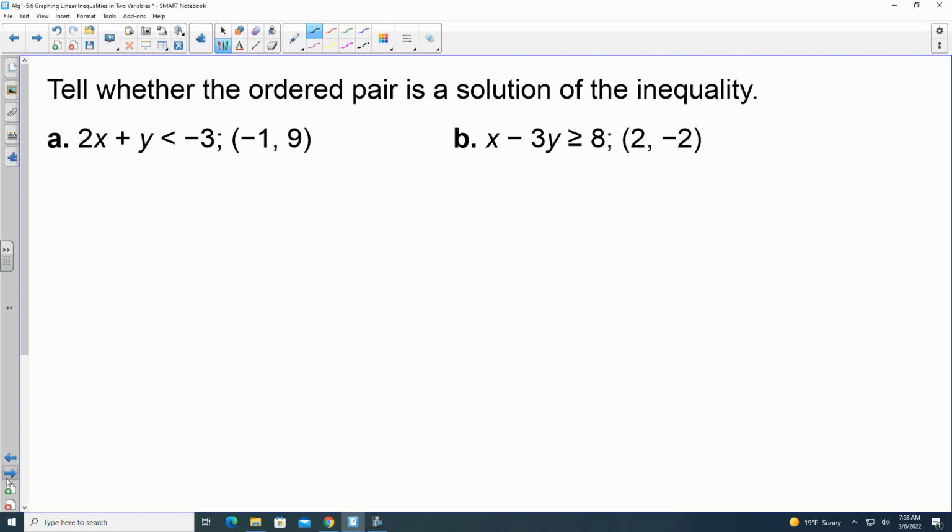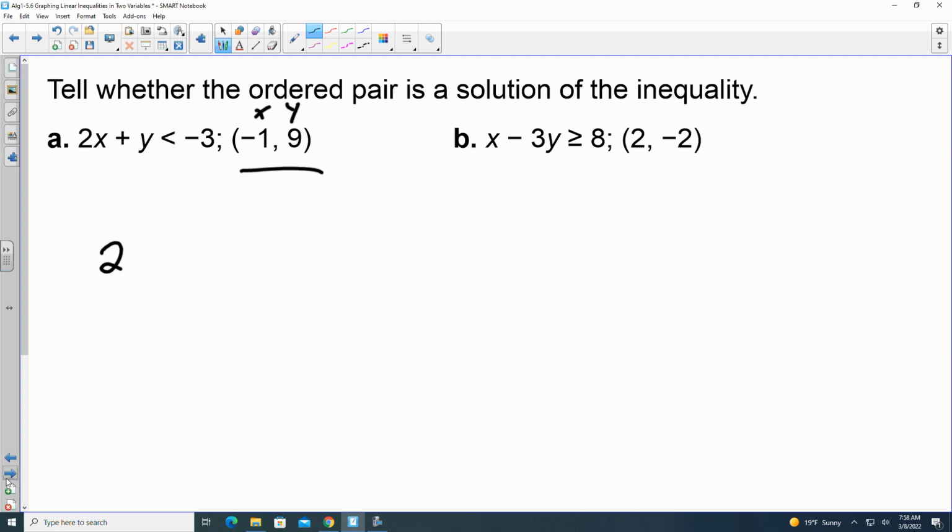But for starters, what they are asking in these particular questions is they're going to give us an ordered pair, and they want to see if that particular ordered pair is a solution or not. So essentially, you're going to replace -1 for x and 9 for y, and we're going to see if the statement is true or the statement is false. So let's take a look.